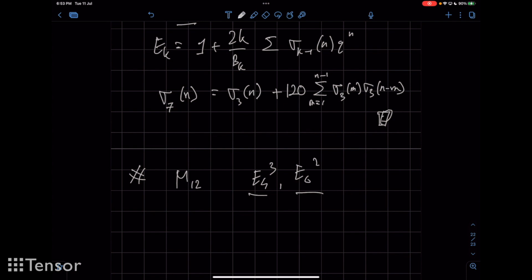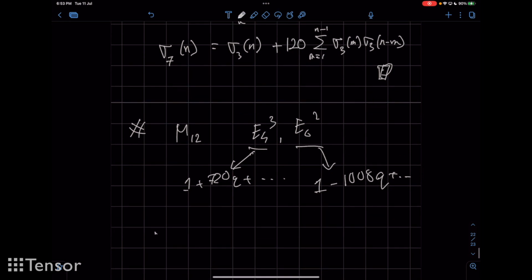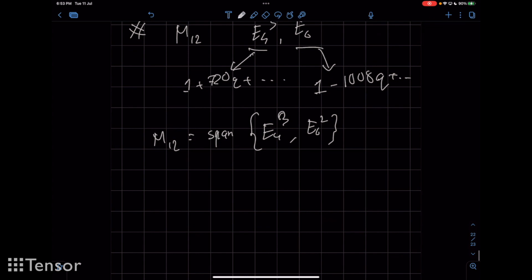So E4 cubed is 1 plus 720q plus something, and E6 squared is 1 minus 1008q plus something. So clearly these two are not linearly independent. Therefore, M sub 12 is spanned by these two modular forms. And also, another very interesting fact.